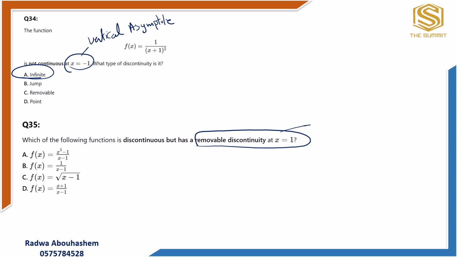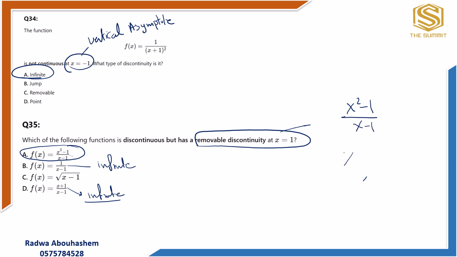So, of course, it's the first answer, but let me check the other choices here. This is infinite. The x cannot be 1 here, so it would be 0. It's okay, nothing. It's continuous. For this one, it's also infinite because we have a vertical asymptote. So the only choice here I have is x power 2 minus 1 over x minus 1, because if I factorize it, it would be x minus 1 times x plus 1 over x minus 1. So I'm going to cancel this factor.